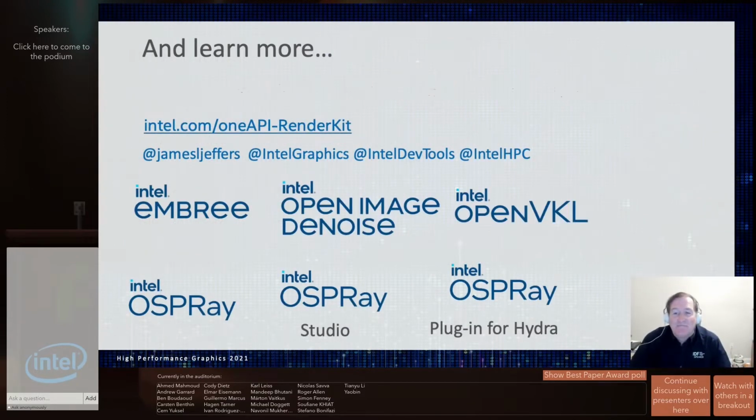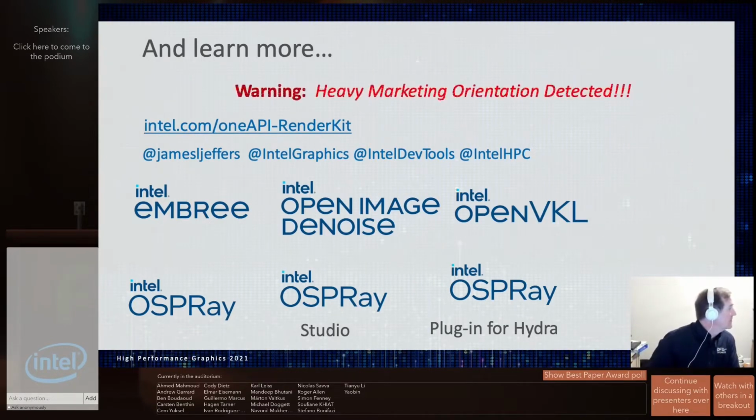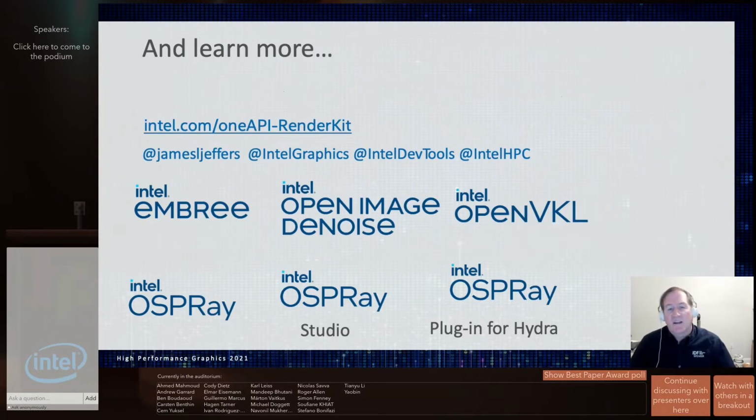Okay, that's it. As you see, not too much marketing stuff, right? Anyway, check out the resources here, and I want you to be among the first to see our fancy new logos for each of our RenderKit components. Wait, what? They're not logos? Marketing tells me they're not logos, they're word marks, whatever that means.